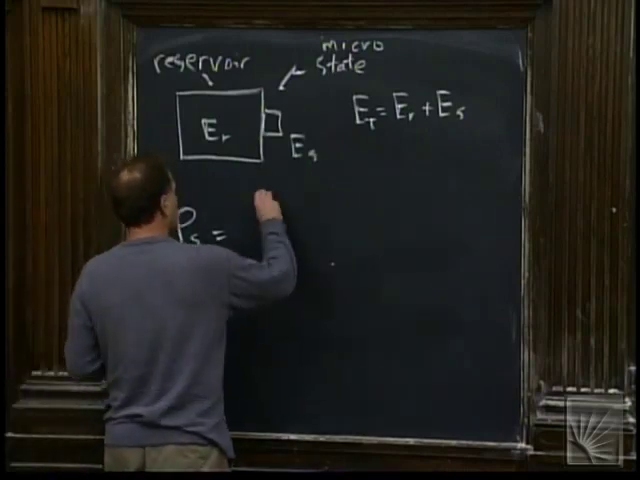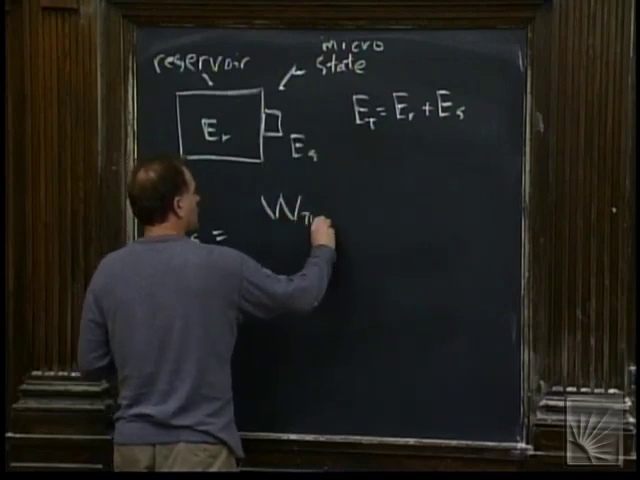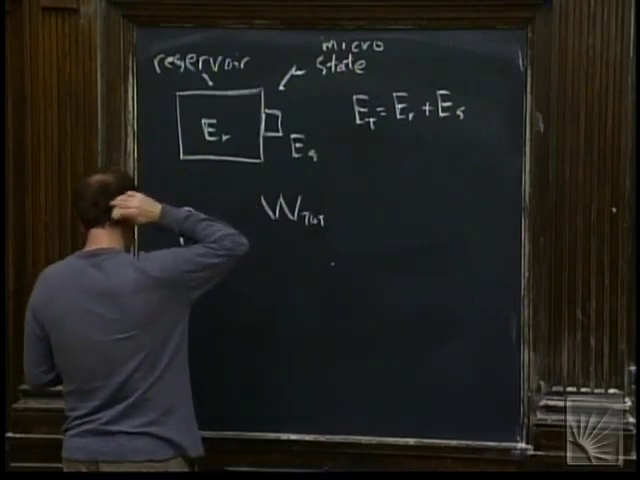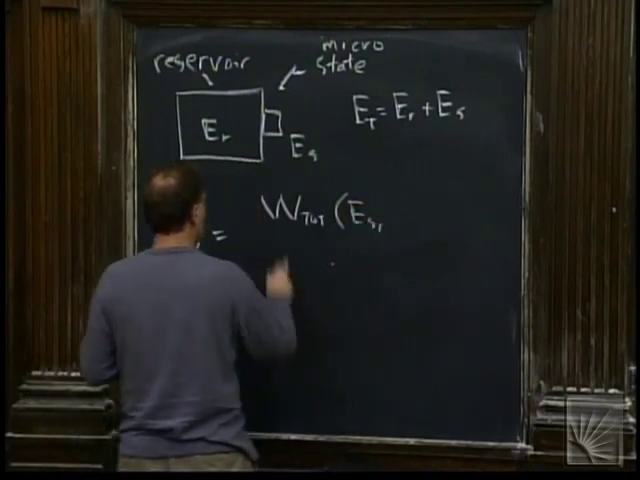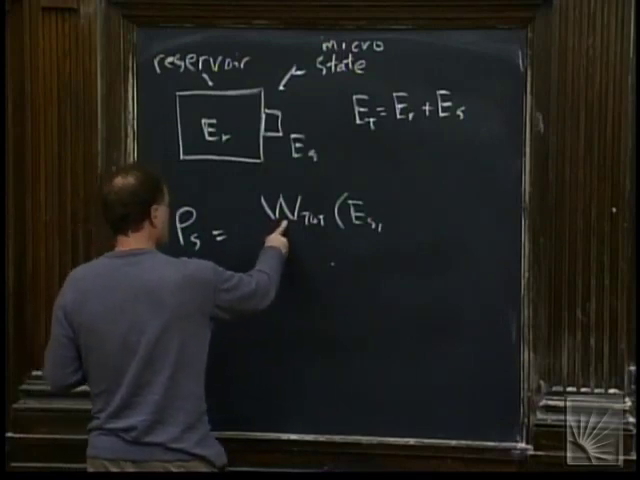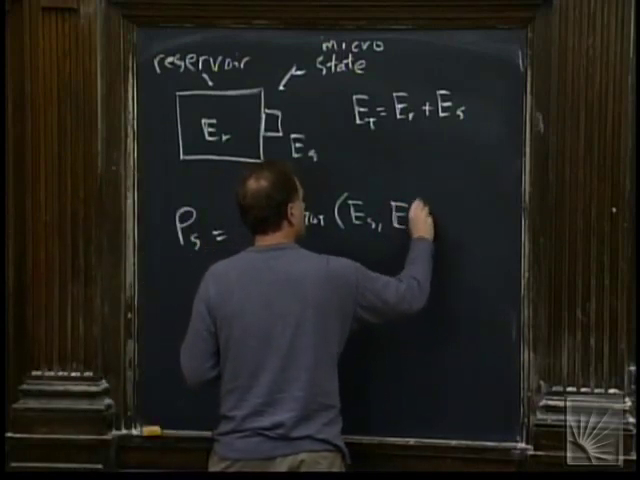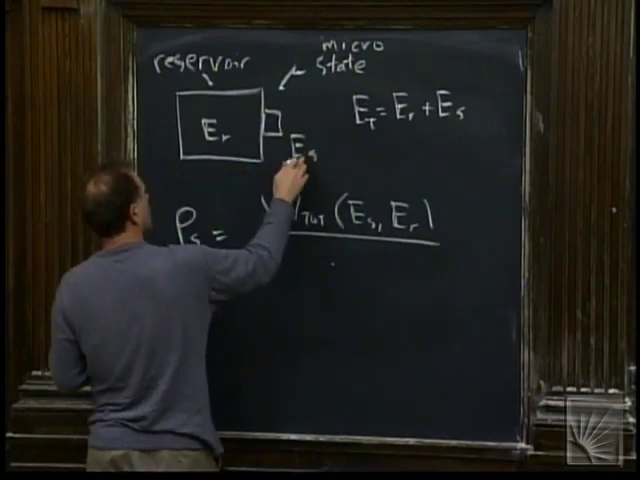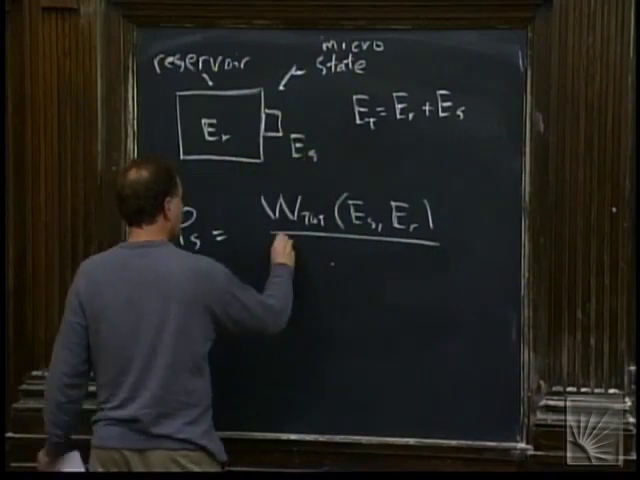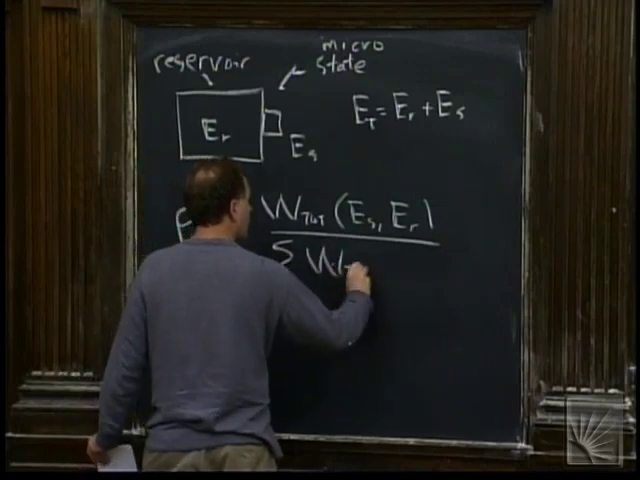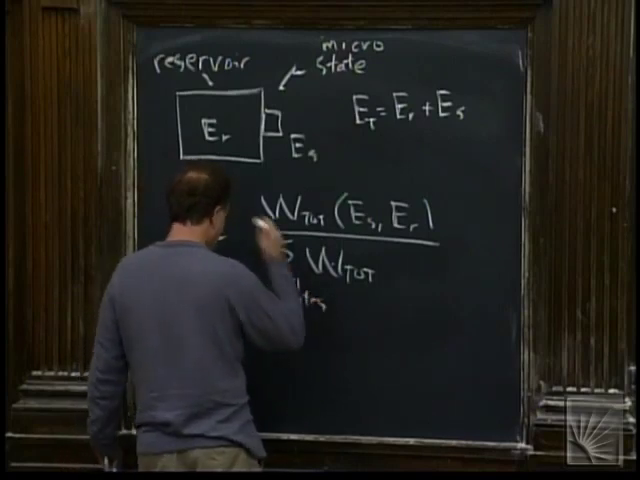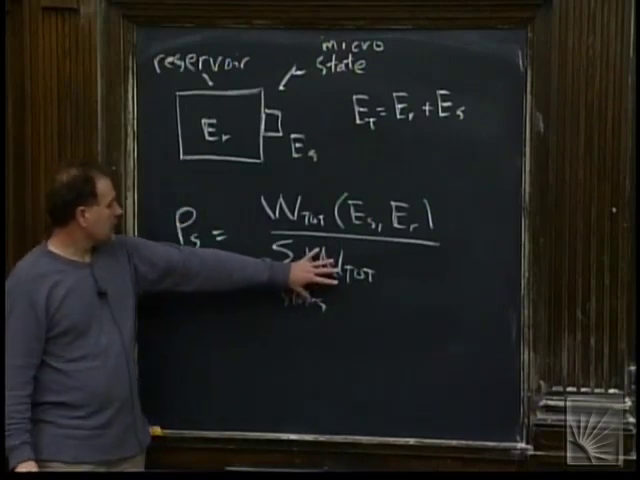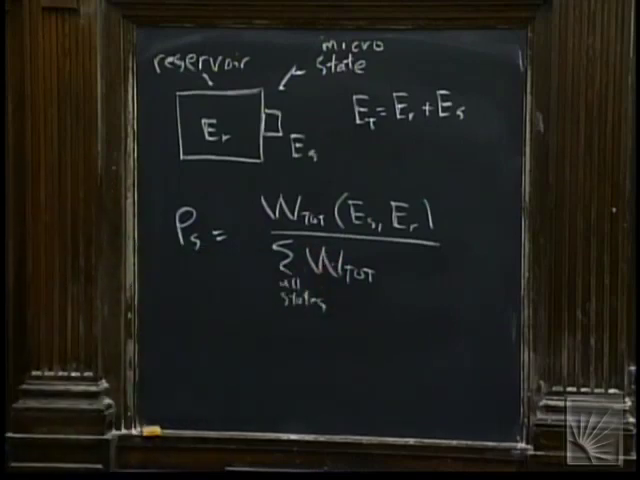So this is just simple, the notion of probability. I ought to be able to count the total number of states of the system for this particular combination of ES and ER, and then I'll divide by, in principle, summing over all possible states and counting up the number of ways that the system can arrange itself.